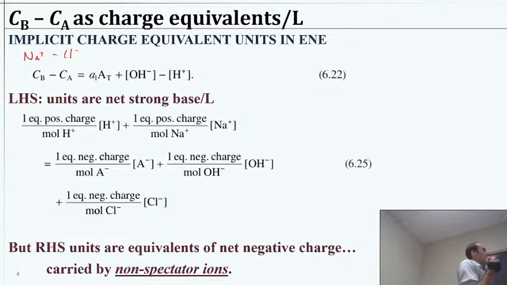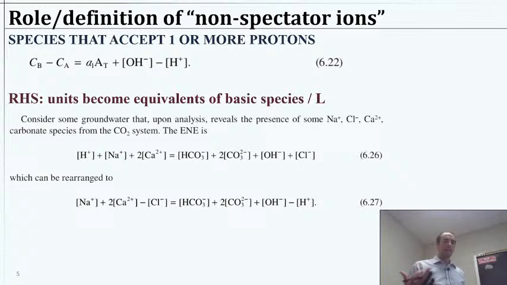But on the right-hand side, we're dealing with something slightly different, because those are defined as capable of taking a proton. But we can get to the same charge equivalence from that perspective: they are non-spectator, meaning they are engaged in consuming or producing protons. So when we have a slightly more complicated system, like groundwater with some CO2 in it, we can think about it in terms of, what are the spectators, and what are the non-spectators?